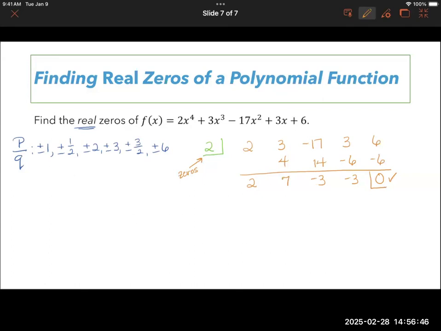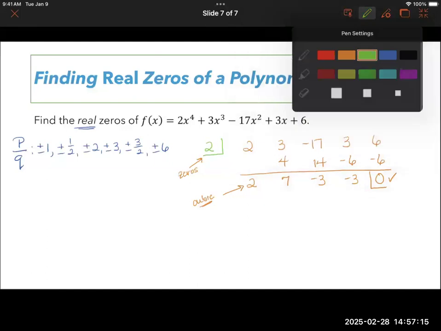Now, this result is a cubic. And what we want to do is continue doing synthetic division until we get to a quadratic result. We want the quotient to be quadratic because then we can shift to the quadratic methods for finding zeros, finding solutions. Okay, so I need to do this one more time.